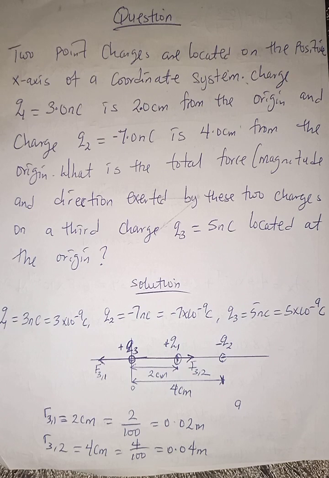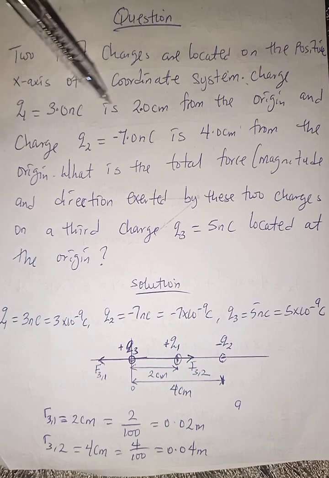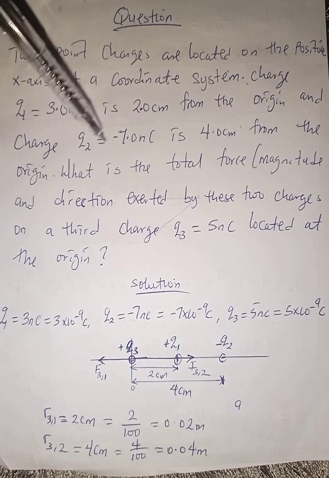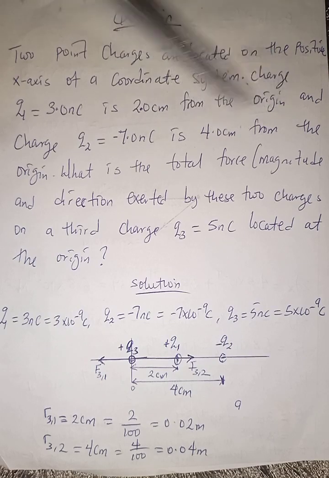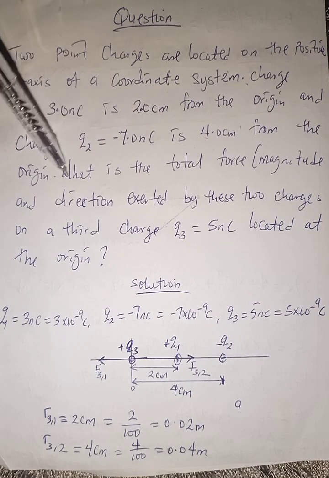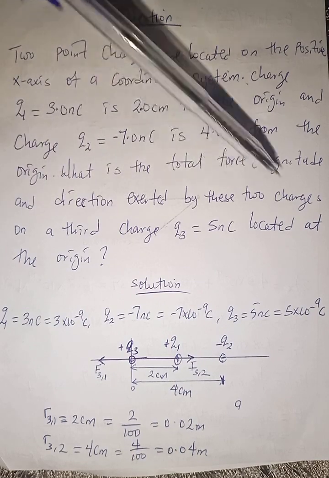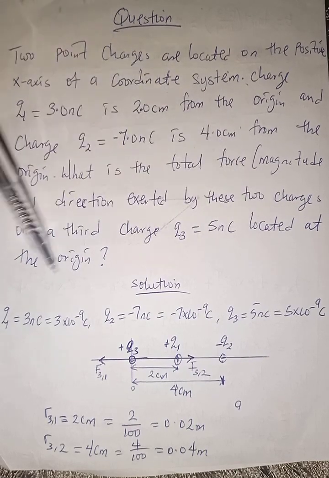The question is: two point charges are located on the positive x-axis of a coordinate system. Charge Q1 equal to 3.0 nanocoulomb is 2.0 cm from the origin, and charge Q2 equal to minus 7.0 nanocoulomb is 4.0 cm from the origin. What is the total force in magnitude and direction exerted by these two charges on the third charge Q3 equal to 5 nanocoulomb located at the origin?